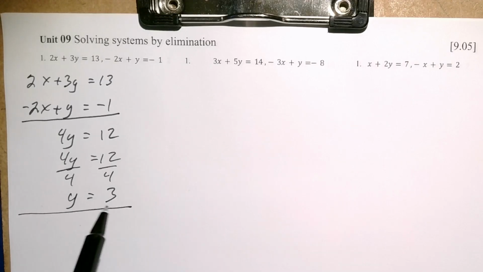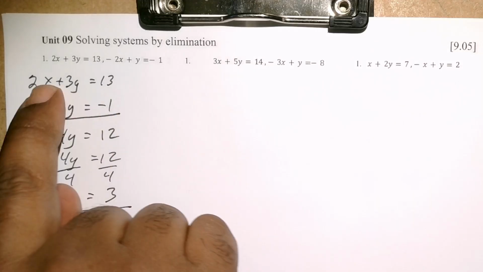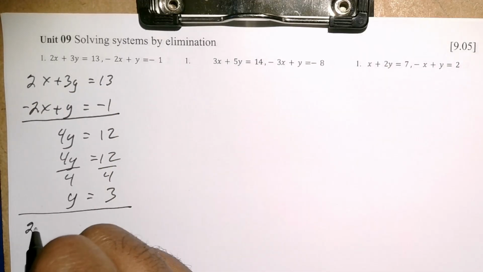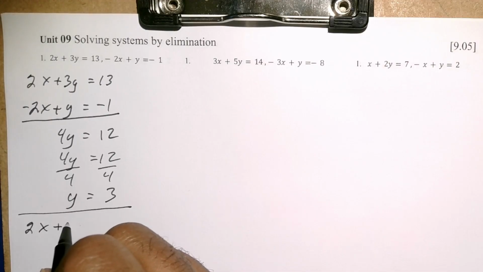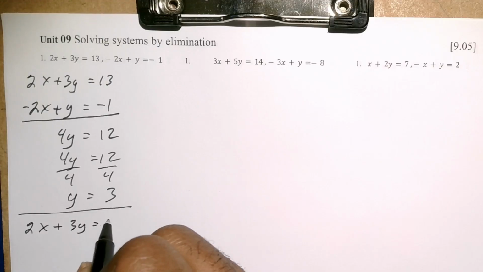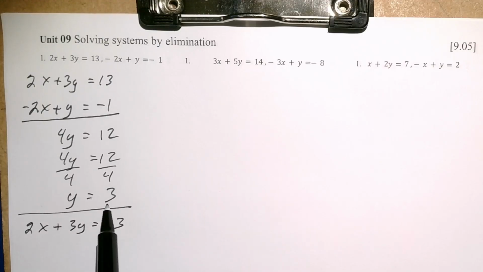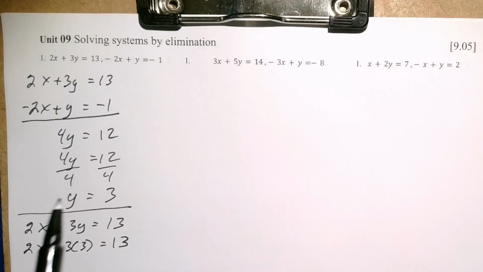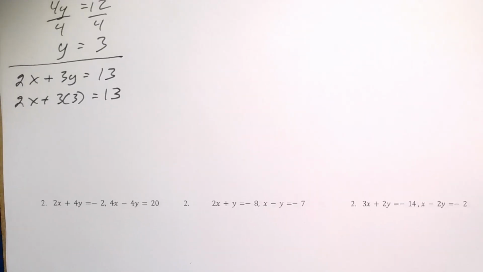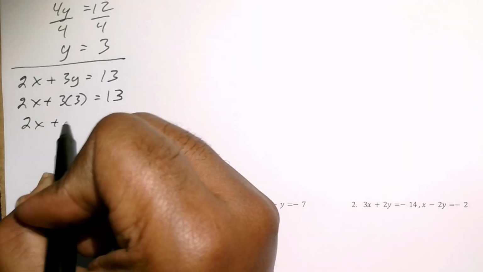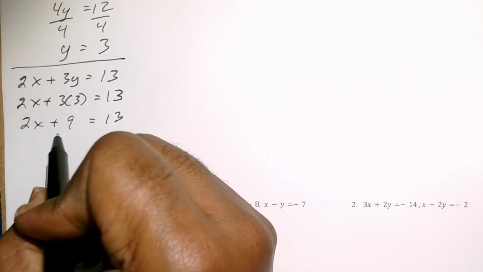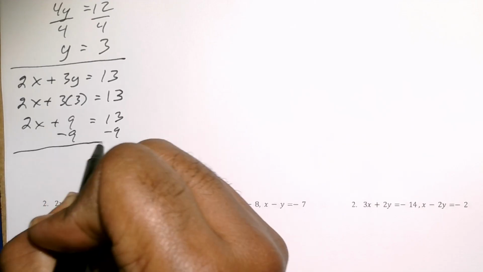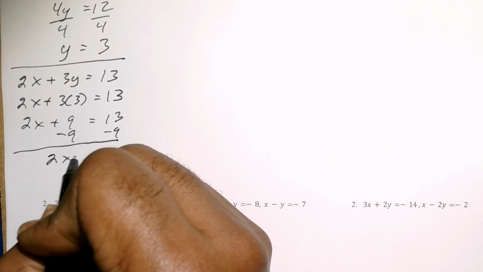Now to get the x, let's bring back one of the two equations. I think I'm going to use this one right here because it has no negatives. The fewer negatives we have to complicate things, the better. So 2x plus 3y equals 13. And we're going to substitute the y here for 3. So this will become 2x plus 3 times 3 equals 13. Okay, and then we're going to turn that into 2x plus 9 equals 13. Subtract 9 from both sides. This will give us 2x equals 4.